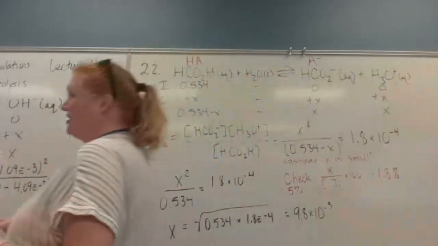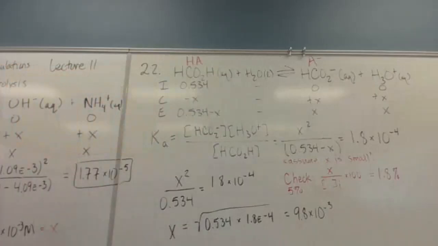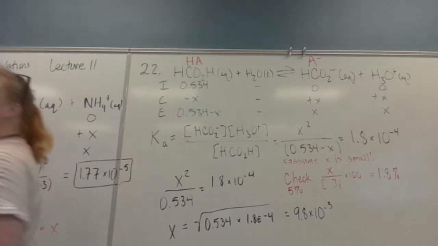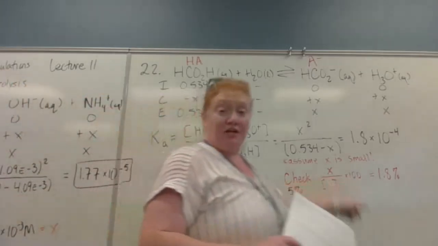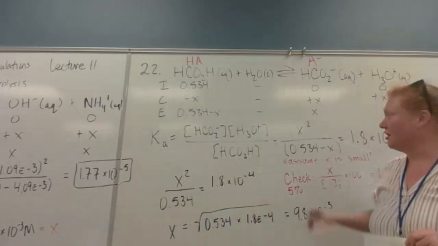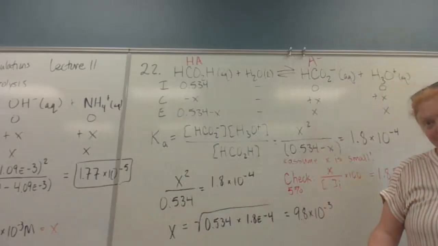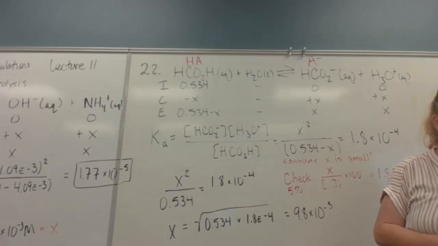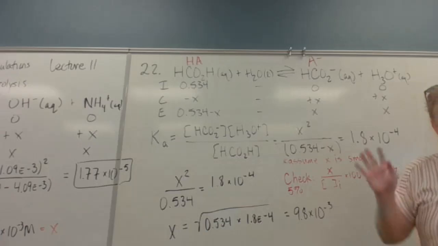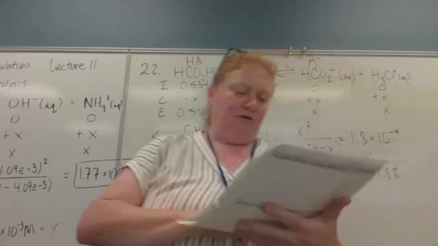I think I got one where we can't make the assumption. If it's more than 5% different when you do the check, you need to solve for x using the quadratic equation. I thought I had one where we. Okay, maybe I'm not listening.